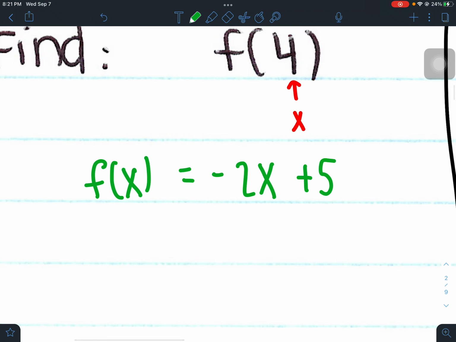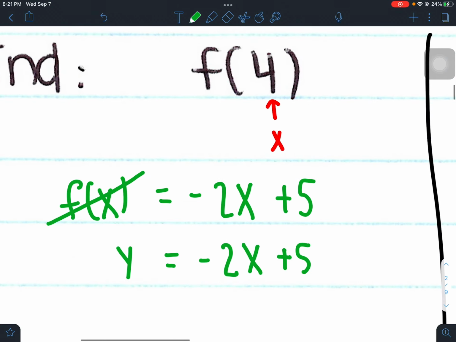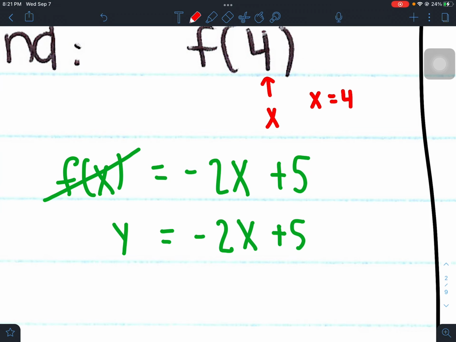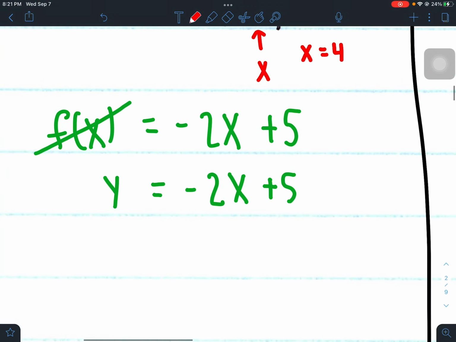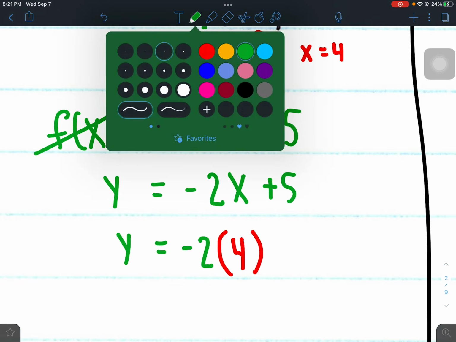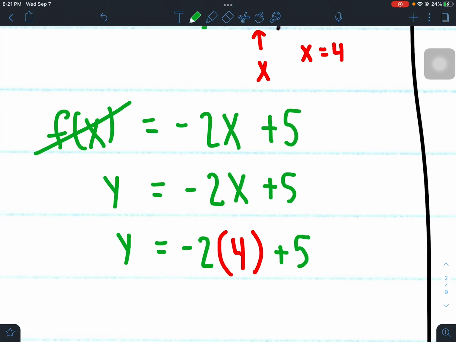So once I have that function written down, I'm going to do some translating. I know that f of x is the same thing as y, so I'm going to rewrite this equation as y equals -2x plus 5. I'm also given the f of 4 at the top, which is telling me the x has been replaced by a 4, so replace all of your x's with 4s. So I look at my function below, and I see y equals -2x plus 5, and anywhere I see an x, I'm going to plug in a 4. So I have y equals -2, and in the place of the x, I plug in a 4, and then plus 5.